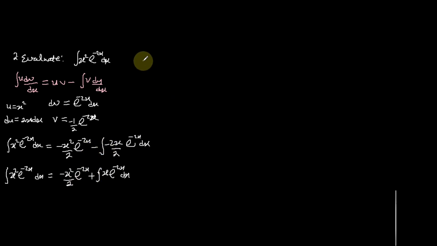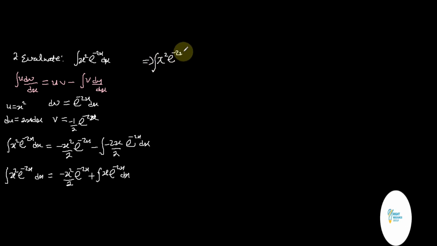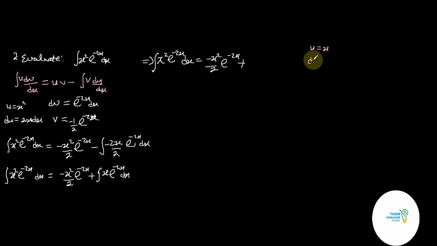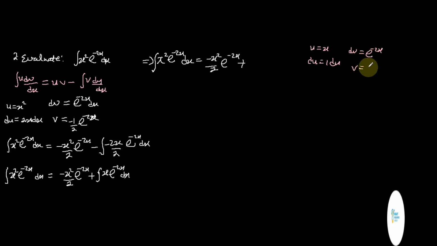So from here we are going to have the integral of x squared e^(-2x) dx to be equal to minus x squared over 2 e^(-2x) plus, now here also we still have the same issue. We are going to still solve this by integration by parts, where we let u be equal to x, and du will be equal to 1 dx, and we let v be equal to e^(-2x), and v will be equal to minus 1 over 2 e^(-2x).